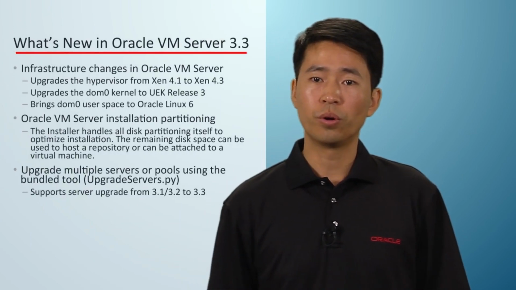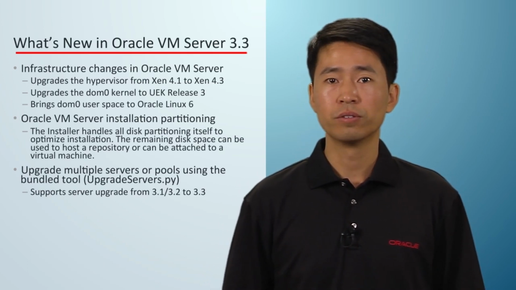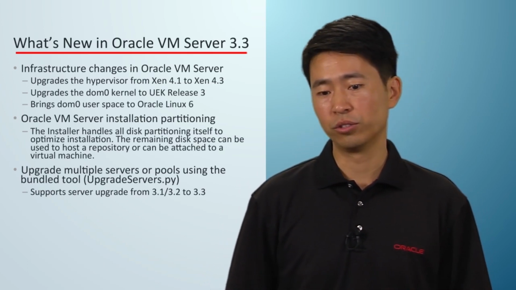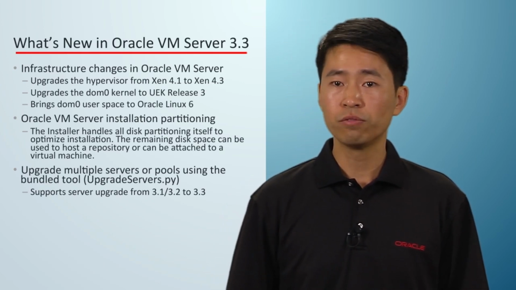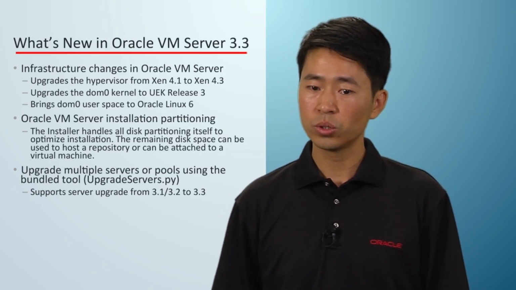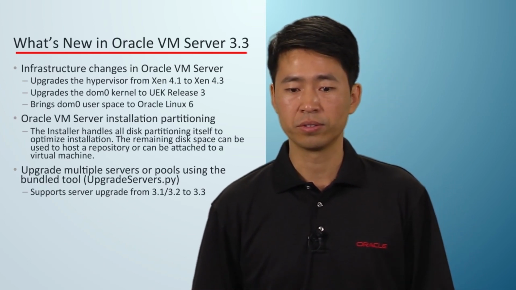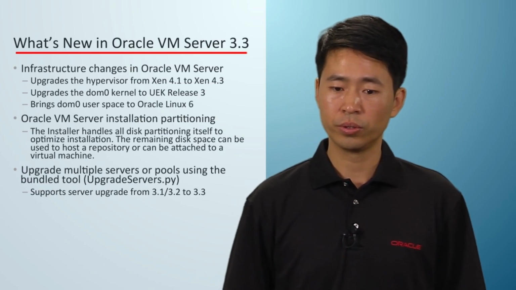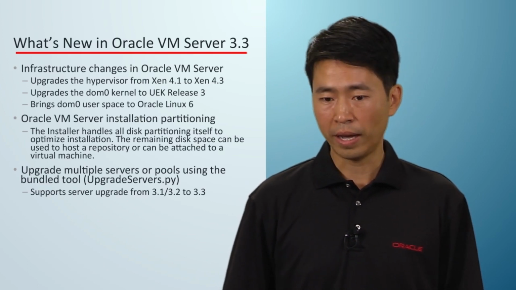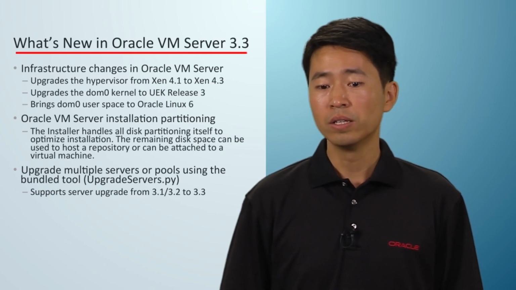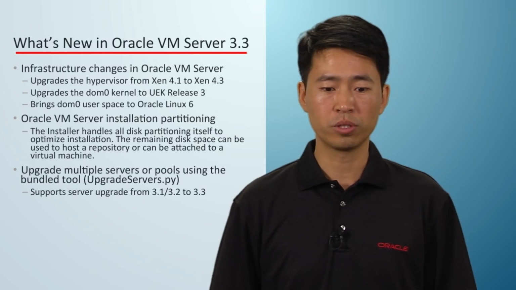So what's new for Oracle VM Server for x86 release 3.3? As mentioned, first, the infrastructure changes for Oracle VM Server. The hypervisor has been updated from Xen 4.1 to 4.3 to take advantage of some of the new built-in enhancements from the Xen hypervisor. The Dom0 kernel has been updated from the early Oracle Unbreakable Enterprise Kernel release to the latest, release 3, to provide much better hardware and device driver support.